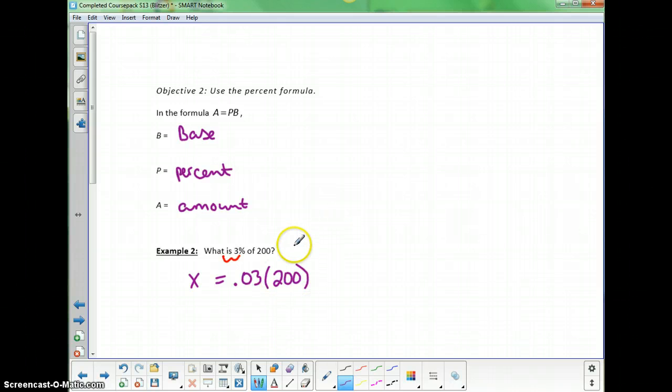Okay, so this problem right here was written directly in math language. Words that were translatable, is, of, what being my unknown. But I can see it does also model this percent formula. A equals P times B, so the percent is 0.03, the 200 is the base, and the amount is what we're trying to find in this case. Alright, so x equals 0.03 times 200, which is 6, so my answer is 6.